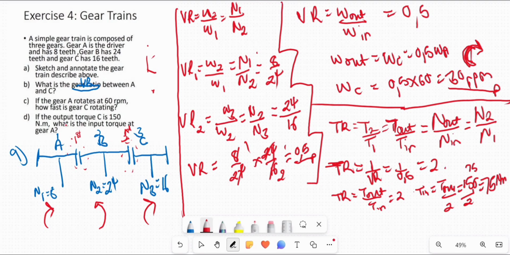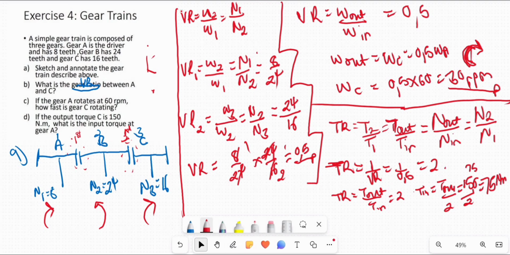So first and foremost, we drew our gear train. Gear A, gear B, gear C is a simple gear train, and A, B, and C we also named 1, 2, and 3 because in the previous videos we were using numbers. What is the velocity ratio between A and C? There are two meshings. We find each individual velocity ratio and find the product to get the overall velocity ratio. The velocity ratio is output speed over input speed, which, expressed in terms of number of teeth, is N1 over N2.